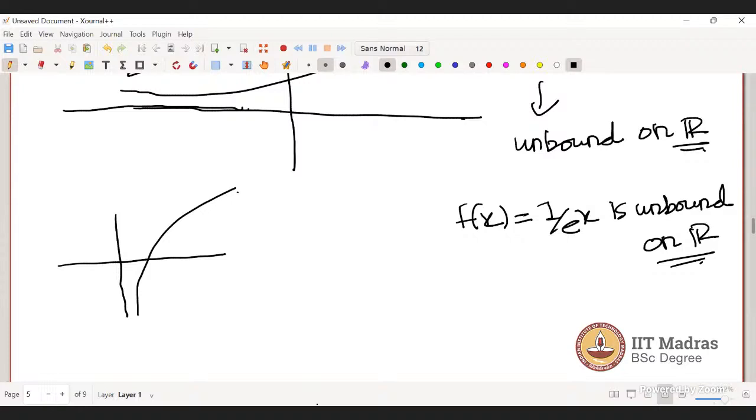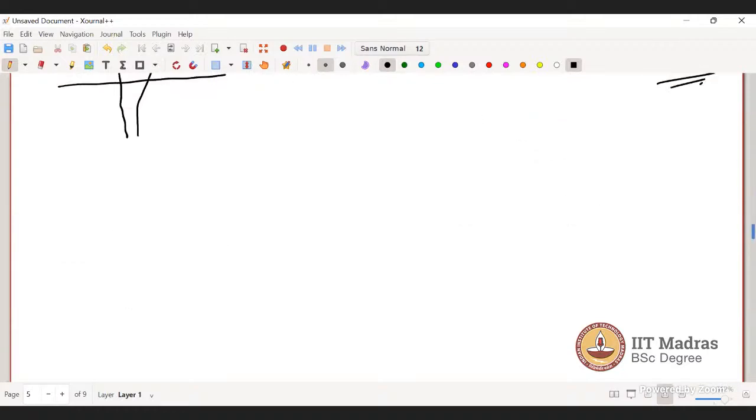So as I said, the boundedness and unboundedness of a function depend on your domain. If you change the domain, a bounded function can become an unbounded function, and if you change the domain, an unbounded function can also become a bounded one. It depends on where you have defined that function. If the domain is finite, then you can certainly say that the function is bounded.